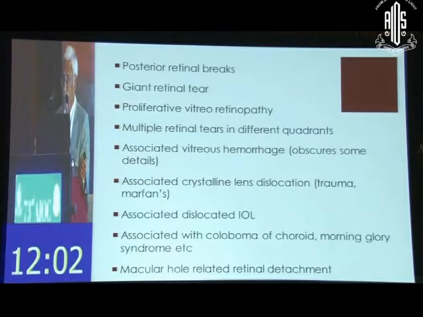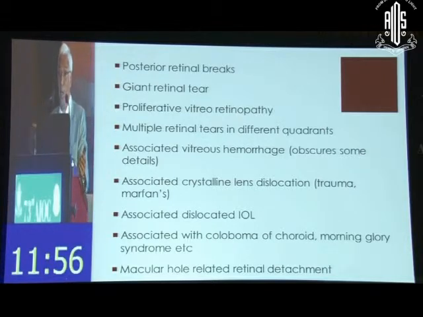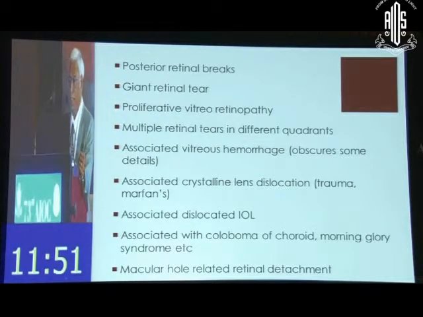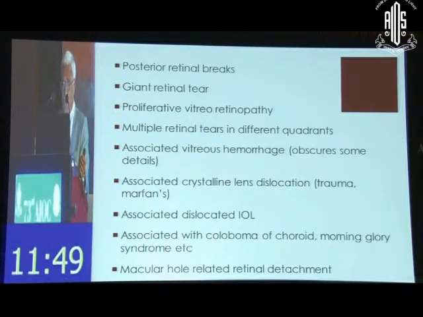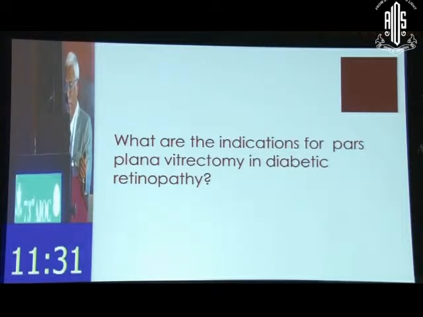Any PVR, any degree of PVR, you tend to do a vitrectomy. But there are certain situations like chronic detachments with subretinal gliotic bands, which may sometimes do surprisingly well with just a buckling. Multiple retinal tears in different quadrants, associated vitreous hemorrhage, associated crystalline lens dislocation, associated dislocated IOL, where you tend to manage both problems at the same time, are associated with conditions like colobomas, morning glory syndromes, etc. Those cases also you would like to manage through pars-plana vitrectomy.